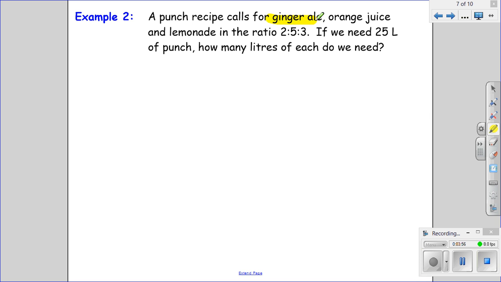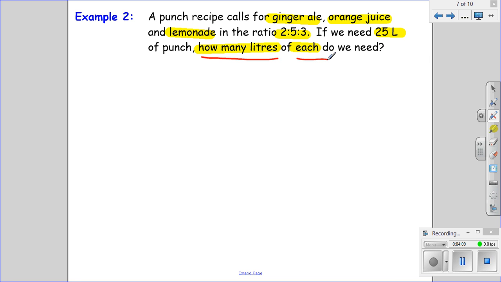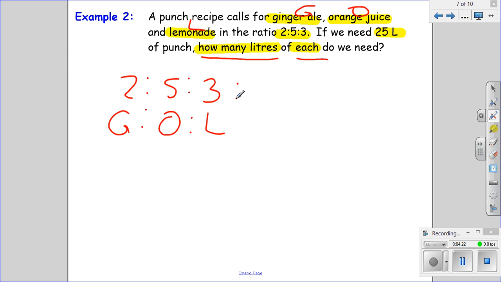So we're going to look for key information. We've got ginger ale, orange juice, and lemonade. The ratio is 2 to 5 to 3, and we've got a total amount of 25 liters. We're looking for how many liters of each we need. Things to remember: I've got a ratio, ginger ale, orange juice, lemonade. So when I have my ratio 2 to 5 to 3, that's ginger ale, orange juice, lemonade. I also know the total that I'm going to end up with in the end is 25 liters. If I look at the total here, I've got 2 and 5 and 3, that's actually 10 total.